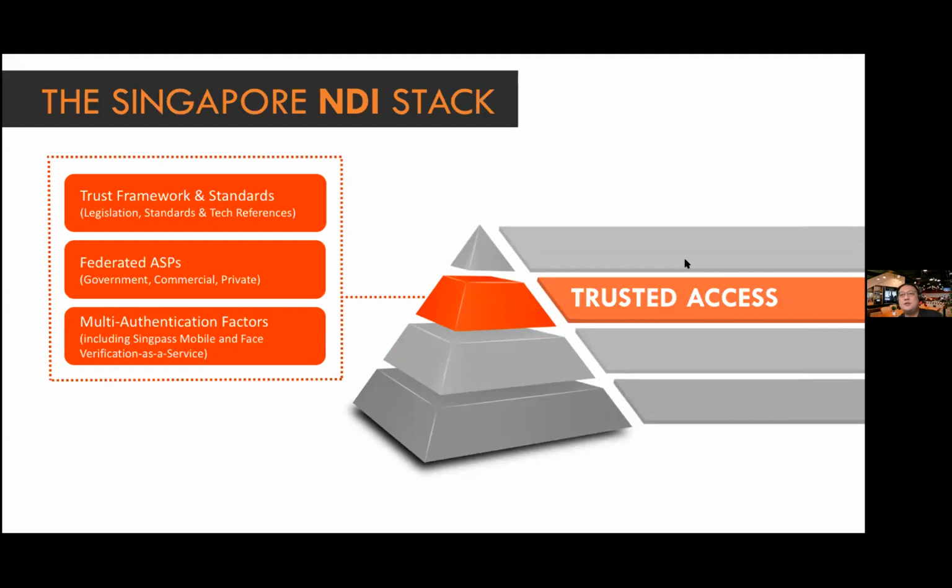Coupled with high identity assurance, we need high authentication assurance. At this layer, we intend to provide a multi-form factor authentication service to both public and private sector agencies and businesses. One of the form factors we have introduced is SingPass Mobile, a crypto soft token mobile identity. Another one that we recently introduced is the face verification service. While we have started with a single government-owned authentication node, we intend to extend this into a federated model in the future.